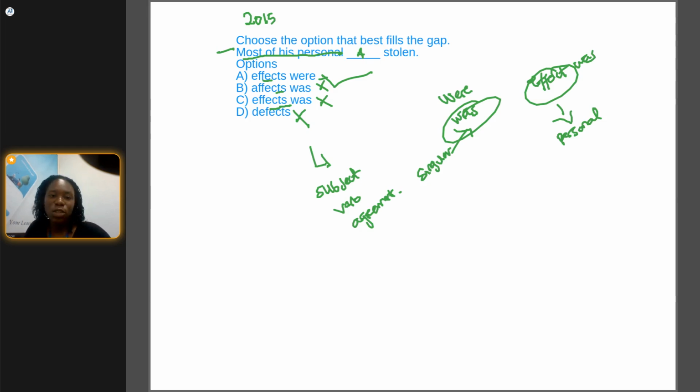And like I mentioned, you can go to the app, the CBT, and then check out this past question and see what you can do with filling in the gap questions.